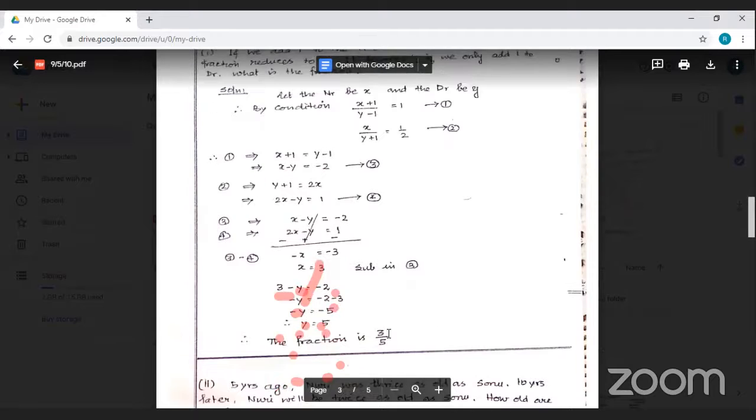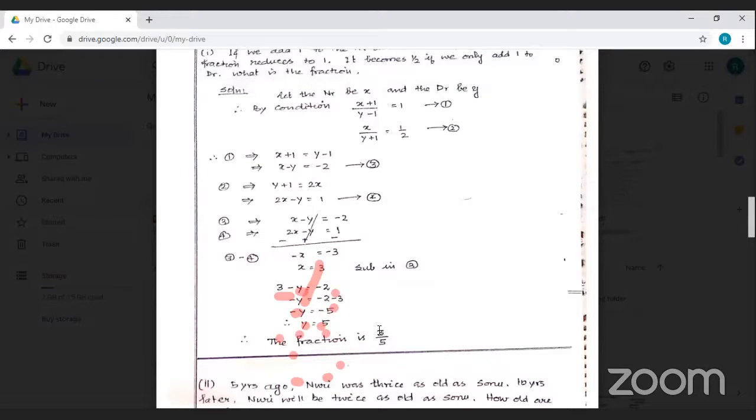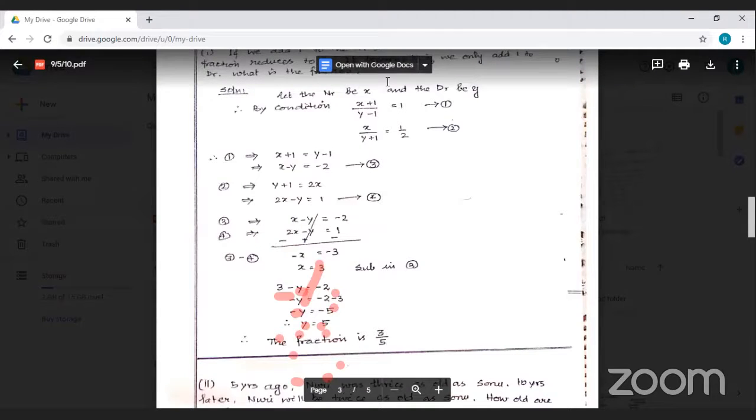Applying the value in the equation: 3 plus 1 is 4, 5 minus 1 is 4. So 4 by 4 is 1. In the condition, what have they got? If you add 1 and subtract 1, the answer is 1. Is it correct? Now, don't change this one. Only you add 1 here. What will happen? 5 plus 1 is equal to 6.